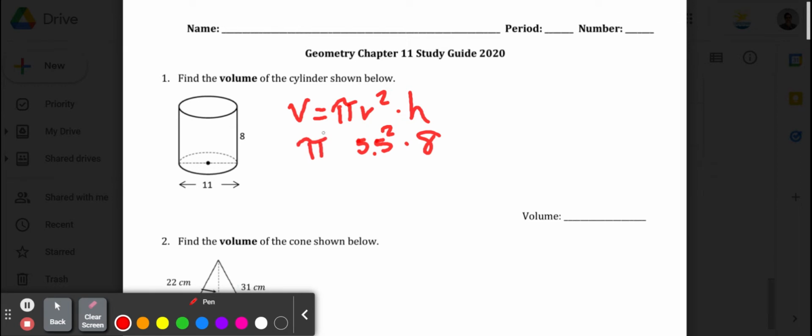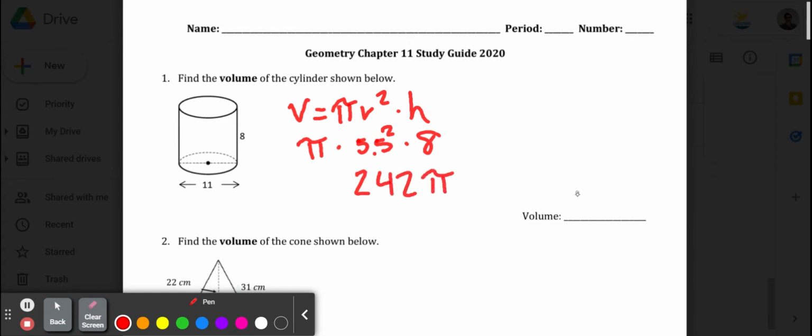On the test, look for what it says as far as round to the nearest tenth or leave in terms of pi. Since this is 5.5 squared, we're probably not going to leave it in terms of pi. So just use your calculator. I have my calculator off screen, but I'm going to do 5.5 squared times 8, which gives me 242. So that actually does end up being a whole number.